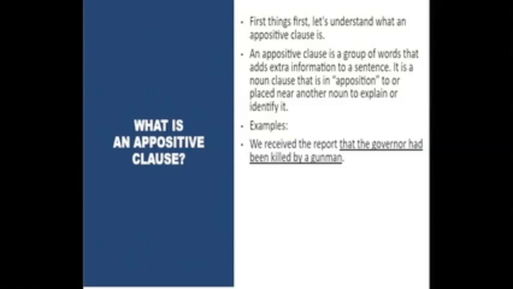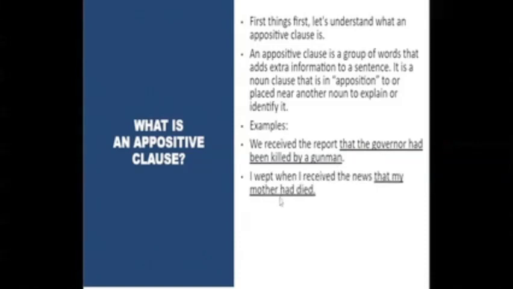We received the report that the governor had been killed by a gunman. Now, you can see the appositive clause underlined there, that the governor had been killed by a gunman. That is an appositive clause. And this appositive clause gives clear information about the report. If you say we received the report and someone asks you what is the report, the report that the governor had been killed by a gunman.